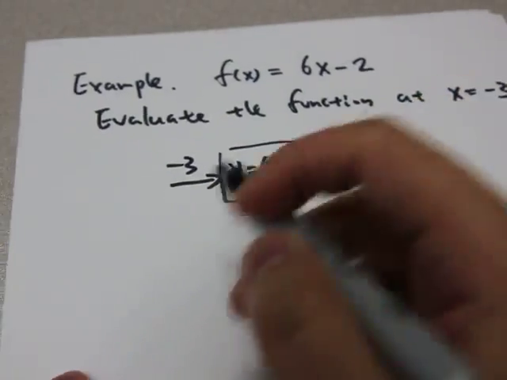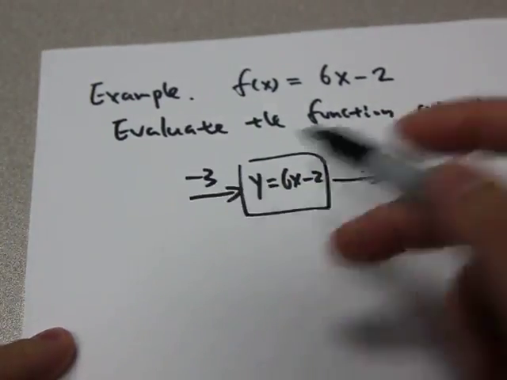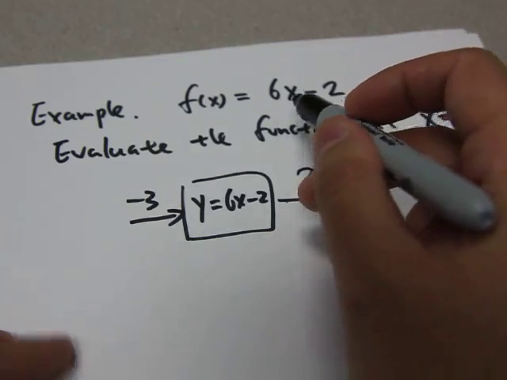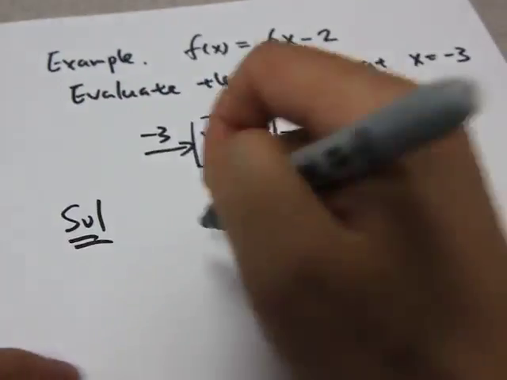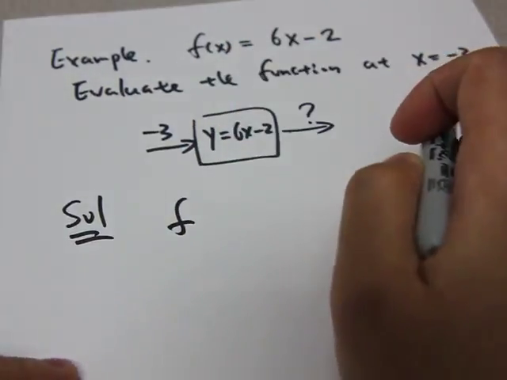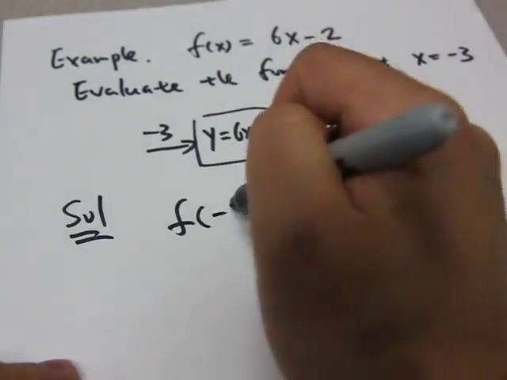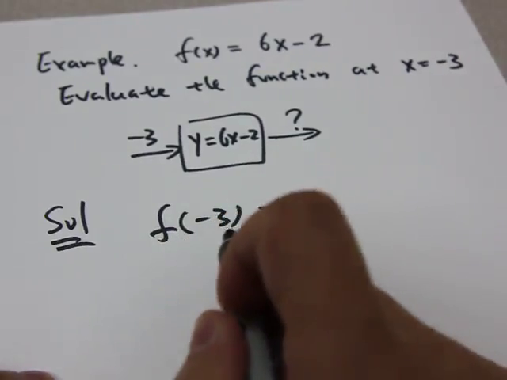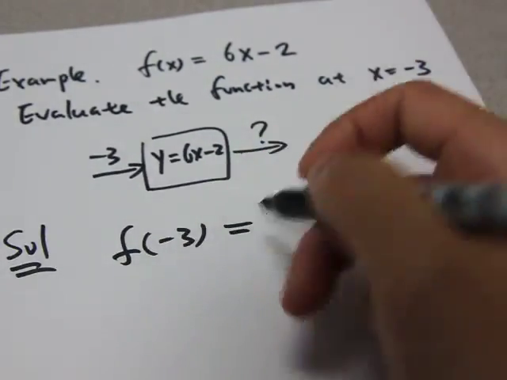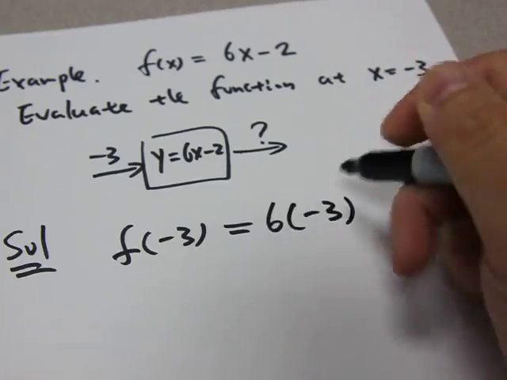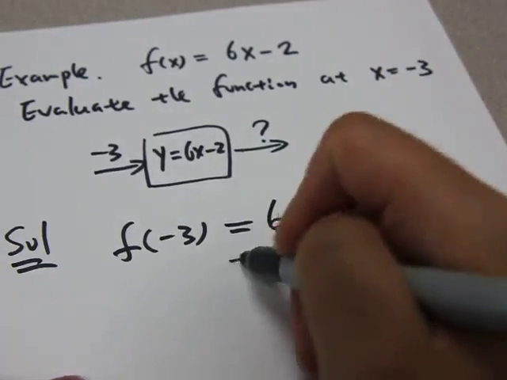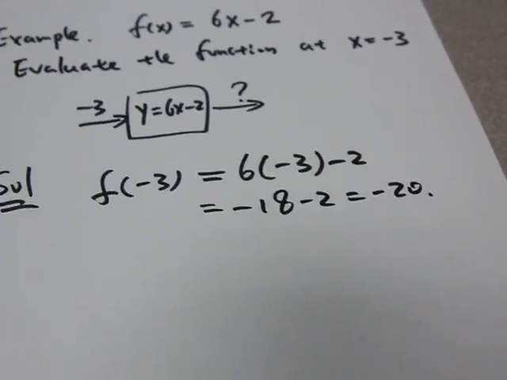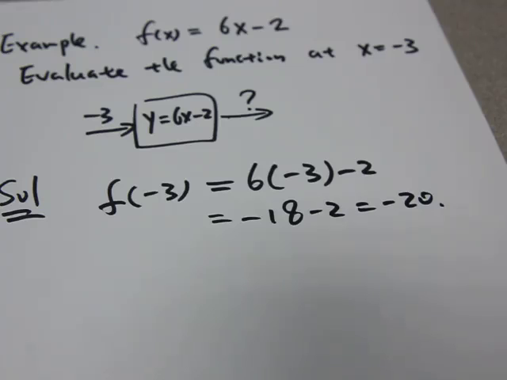Now, to solve this problem, what we do is we substitute this number -3 for the x, okay? So if we substitute the -3 for the x, we have f of -3, which is gonna be our output. And this output equals 6 times -3 minus 2. So the answer is -20.